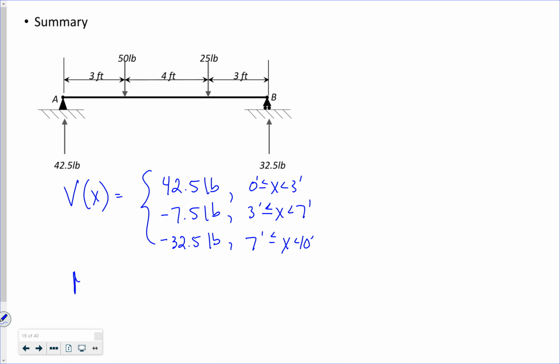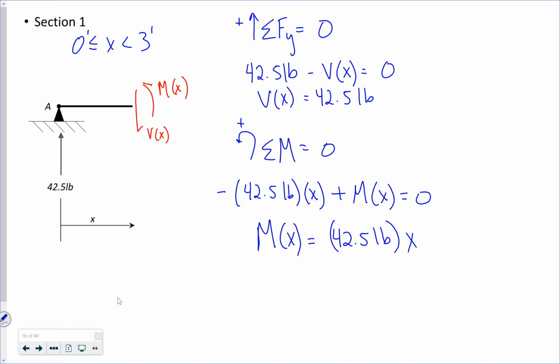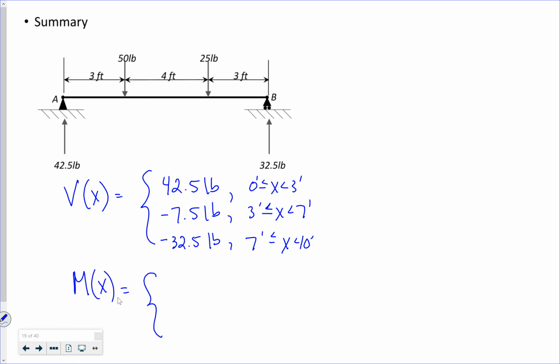And if I want to do the same thing for my moment, I've got 42.5 pounds times X for 0 to 3 feet. And again, we're making it not equal to at the 3 feet because we're assuming it's ending right before I apply that 50-pound load.